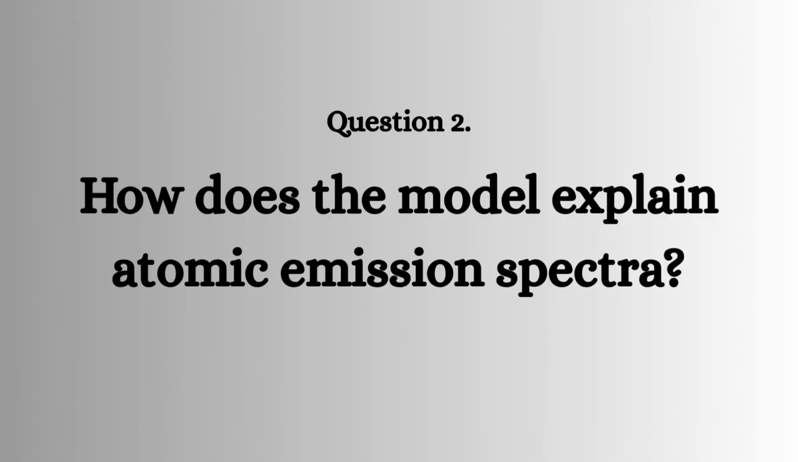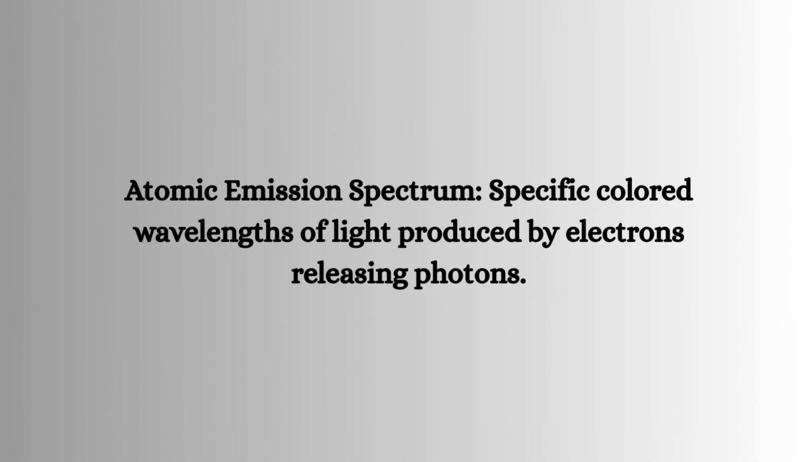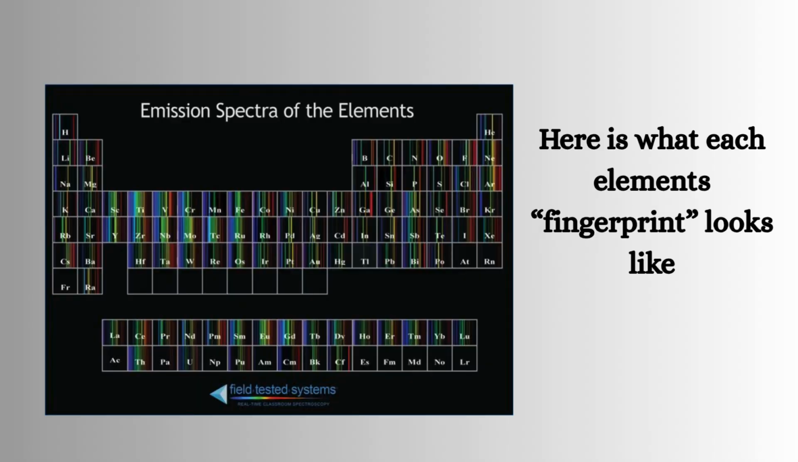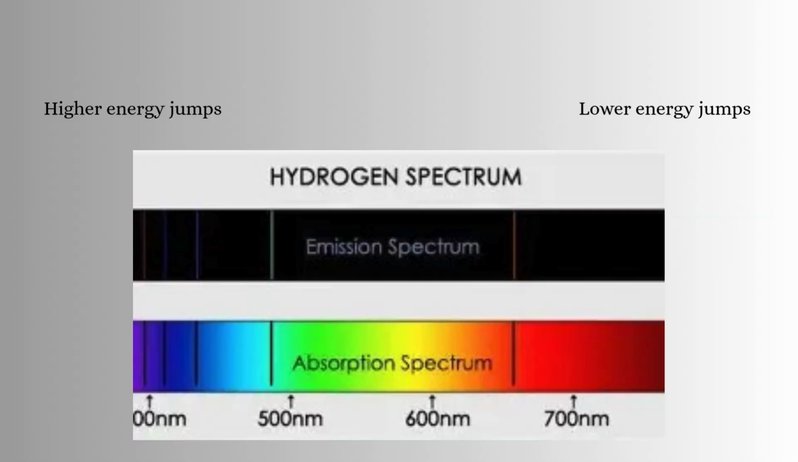How does the model explain atomic emission spectra? An atomic emission spectrum is a unique set of discrete bright color spectral lines produced when electrons in excited atoms release photons while returning to lower energy levels. This photon serves as a fingerprint for each element and helps with the element identification based on the wavelengths of the energy. Each line corresponds to a specific energy transition, and the color or wavelength of the emitted light depends on the energy difference between the initial and final energy levels. This produces distinct lines of color rather than the entire spectrum of color.